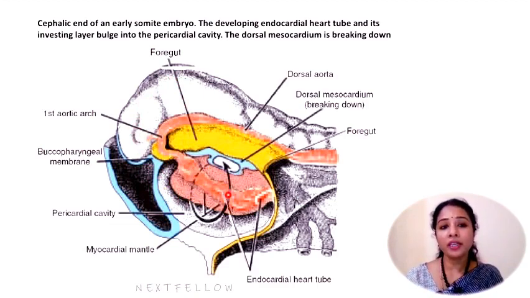So the cephalic end of the early somite here, where we can see the endocardial heart tube. This is the endocardial heart tube, and its investing layer, which is called the pericardial cavity, is derived from intraembryonic coelom. So this is the pericardial cavity, and the dorsal mesocardium is breaking down here. We can see it is breaking down to form the heart.